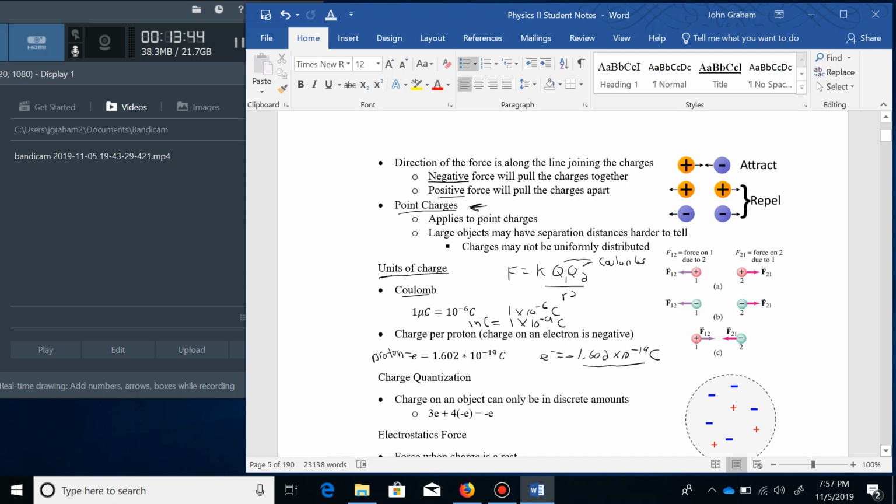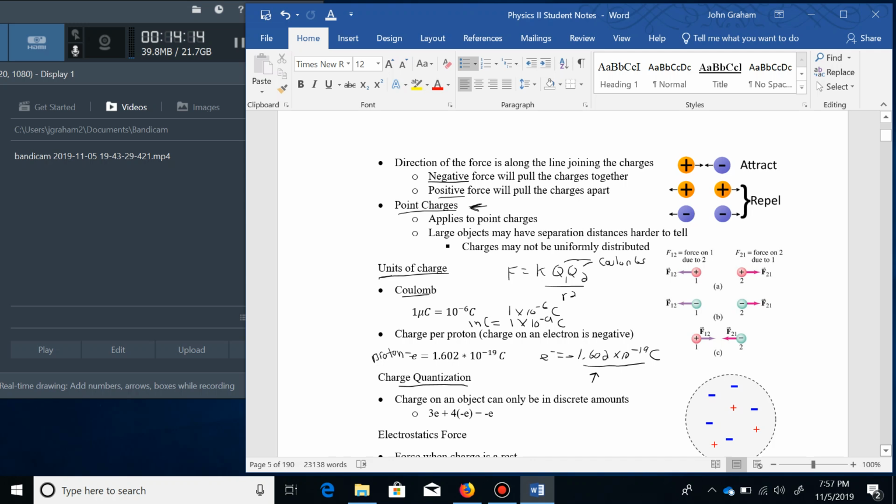Now, the negative charges, the electrons, and the positive charges, the protons, we have what's called charge quantization. That means any object is going to have a charge that is a multiple of this number, whether it be positive or negative. This is how they actually figured out what the charge of an electron is.